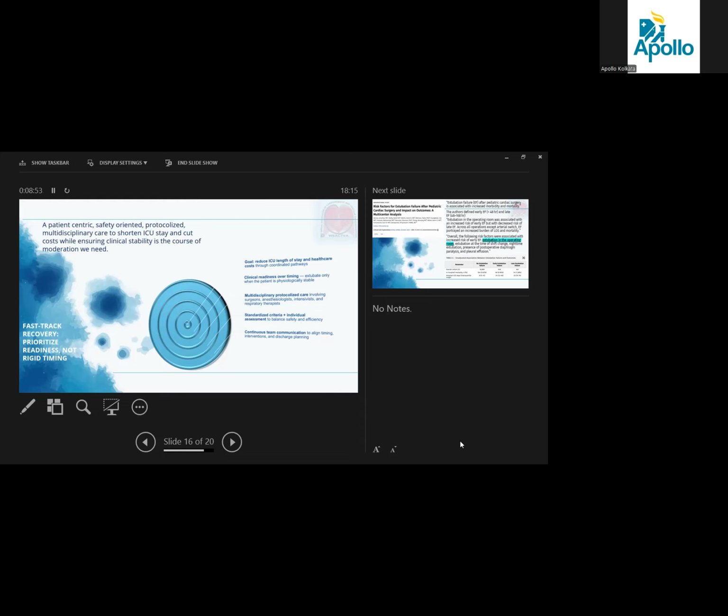So yeah, the goal is to reduce ICU length of stay. The goal is clinical readiness over time. The goal is a multidisciplinary protocolized approach. The goal is to standardize criteria and individualize care. And the goal is to continue team communications, because we as anesthesiologists from day one are taught to be team members and team leaders. Our first tenet is call for help, which is a part of being a team.